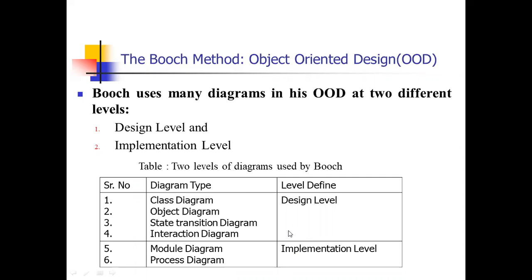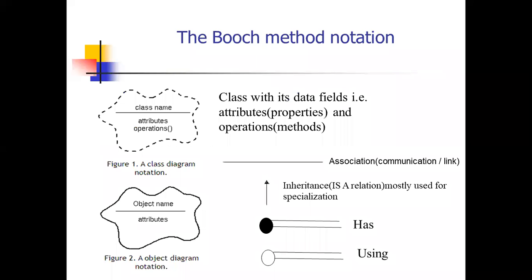At the design level, it includes the class diagram, object diagram, state transition diagram, and then the interaction diagram. And at the implementation level, it includes the module diagram and process diagram. So these are the diagrams defined at the design level and implementation level. Now we will see the representation, or the notation, for these diagrams.